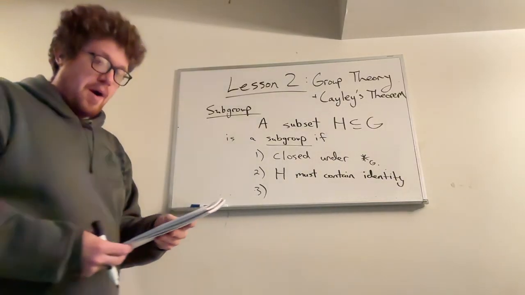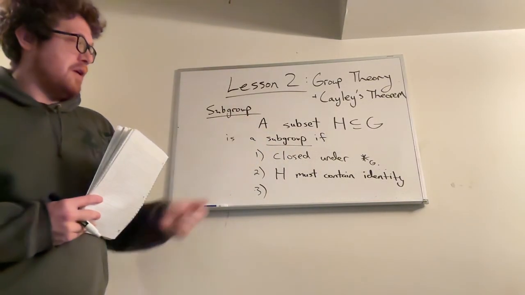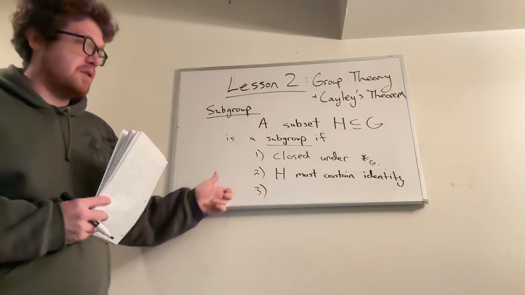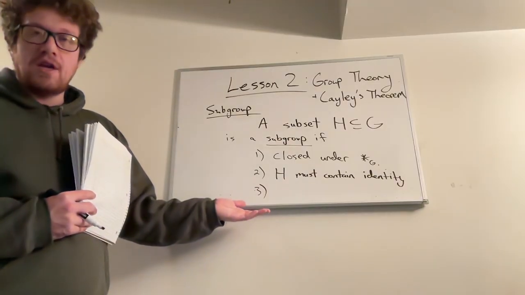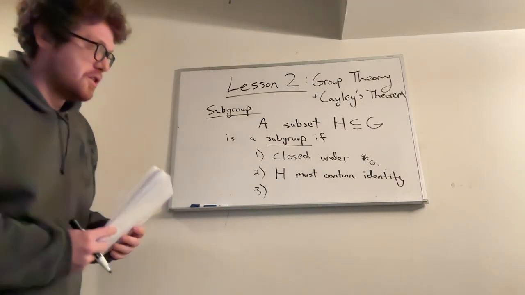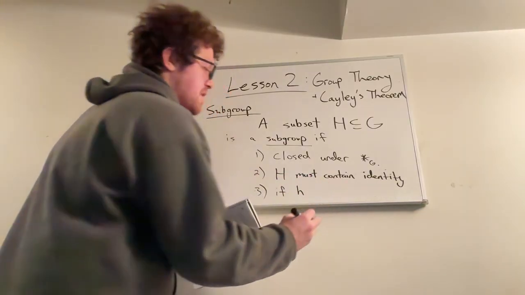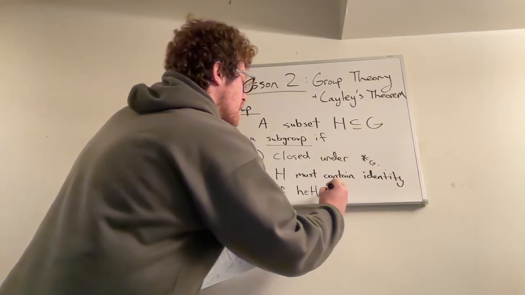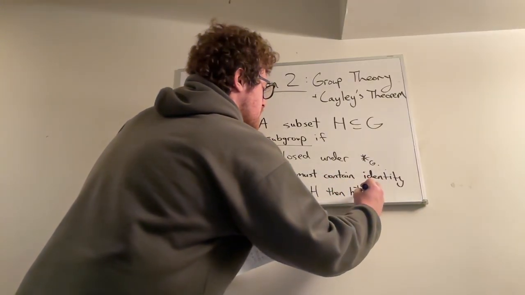And then the last property is that, so the first two properties say that it's a submonoid, and for it to be a subgroup, it must also be closed under inverses. So for every element in H, its inverse has to also be in H. So if little h is in H, big H, then that means that its inverse, h inverse, is also in H.